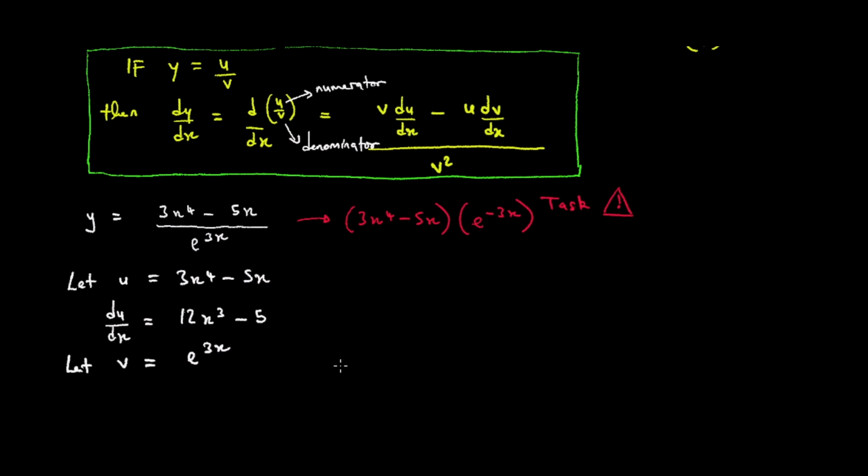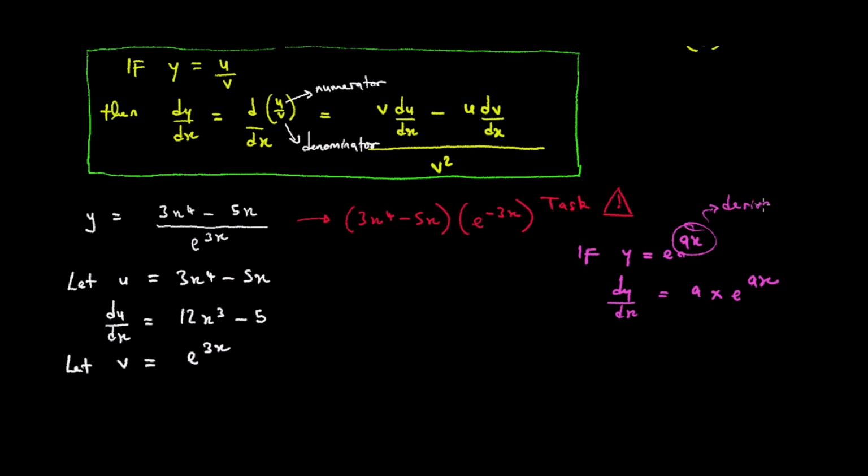So this warrants a very brief revision of differentiation of exponential functions, where we said if y is equal to e to the power ax, dy dx is equal to a multiplying the original function e to the ax. So a is the derivative of the power.